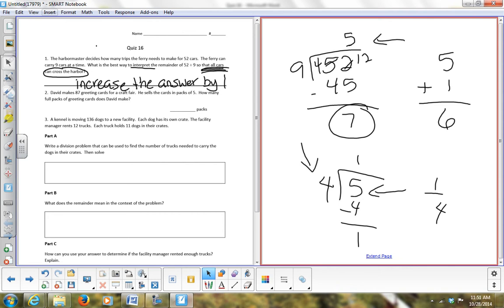Okay, so you really have to study what the question is asking you. If it's asking you that all the cars, that means you're going to need to increase it by 1. If you have something that can be divided up, such as bread or cheese or fabric or whatever, then you're going to use a fraction. That's how you interpret the remainder.